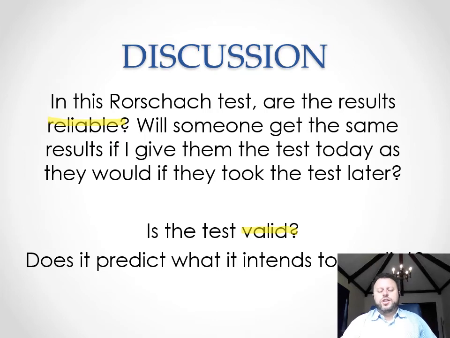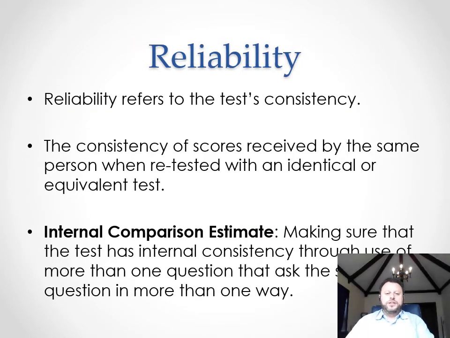So, validity and reliability. As I said, let's talk about reliability first. So, reliability, another word for this would be consistency. Is a test consistent? Do you get approximately the same scores by the same person when retested with an identical or similar test? If I give you a test today and I give you a similar or equivalent test in 3 months or 6 months, will you get a consistent score?